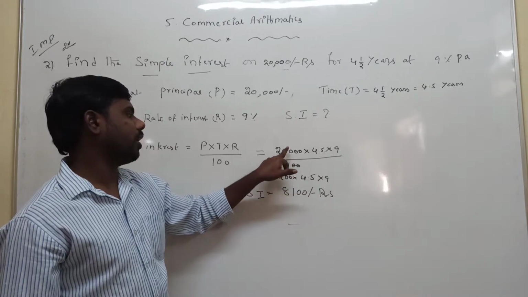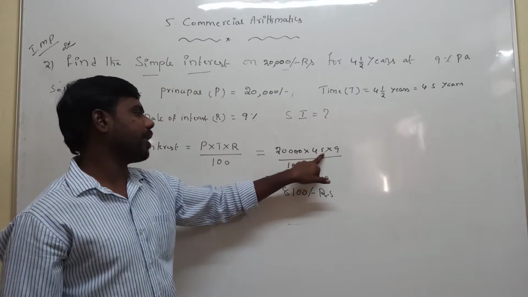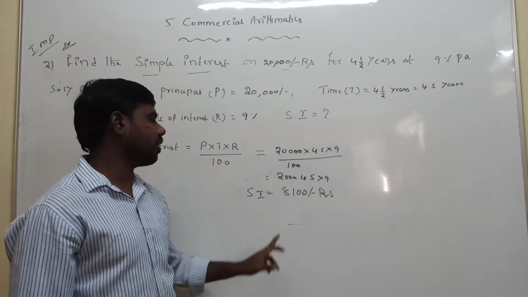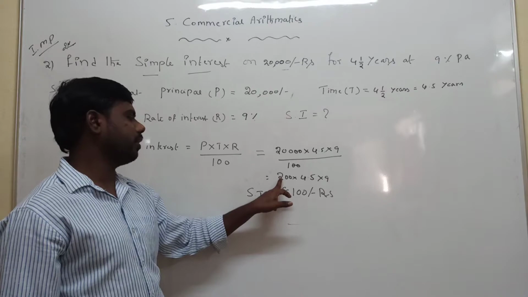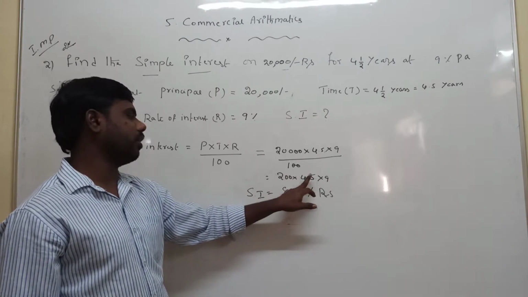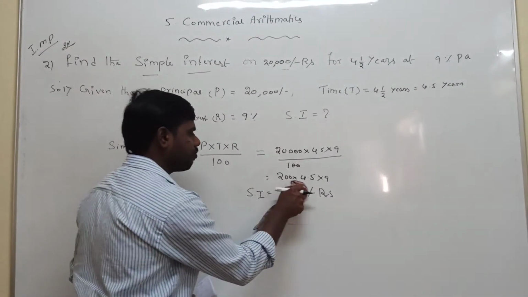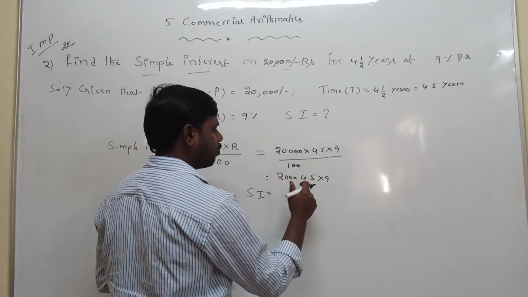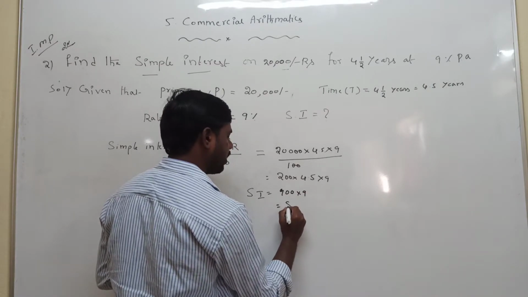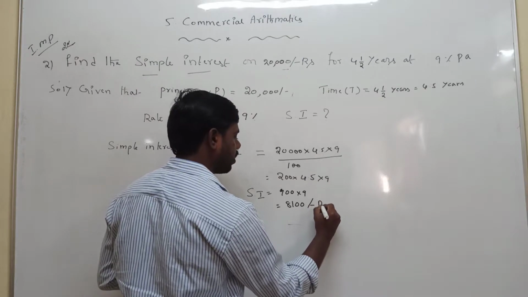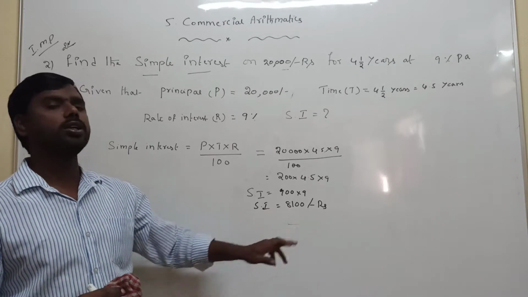Cancel the 100 with the 100, or else these 2 zeros get cancelled. Remaining numerator is 200 into 4.5 into 9 divided by 1. That's why I am not writing the denominator value. So 200 into 4.5 is 900. Then 900 into 9 is 81 hundreds. If you want one more step, you have to write 200 into 4.5 is 900, into 9. 9 nines are 81, so 8,100 rupees. So finally we got the simple interest as 8,100 rupees.